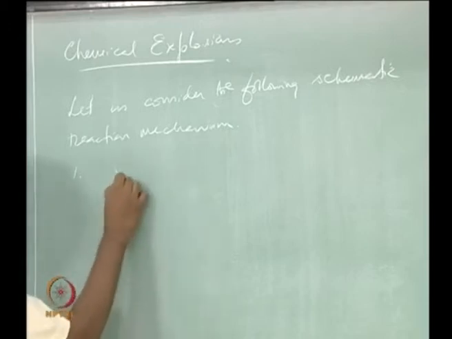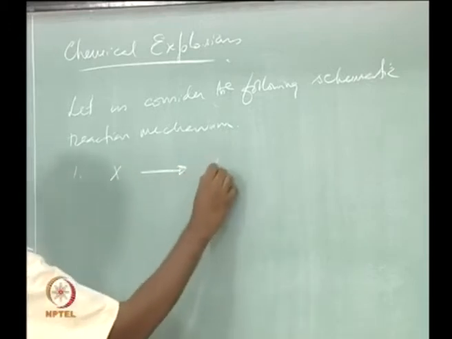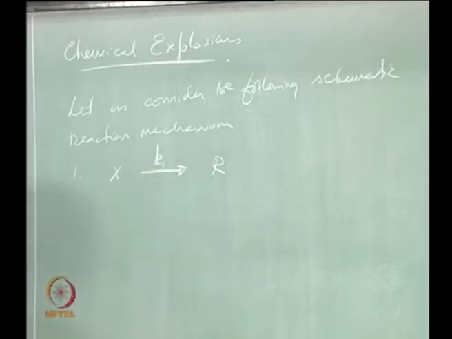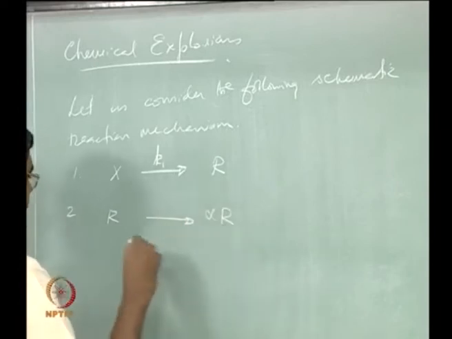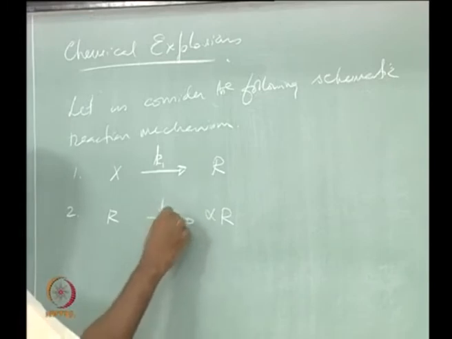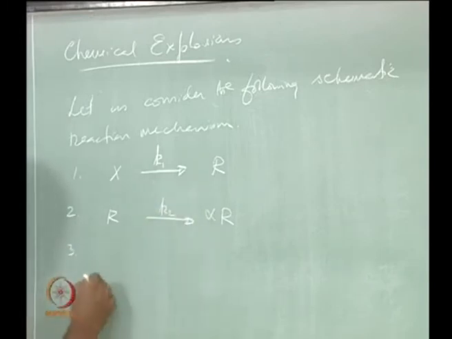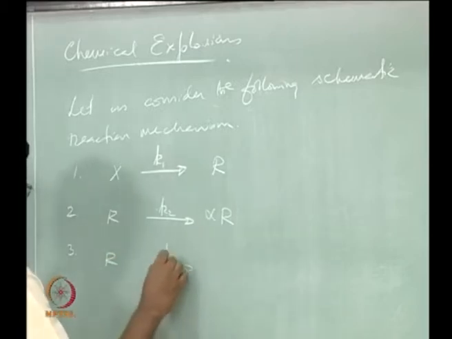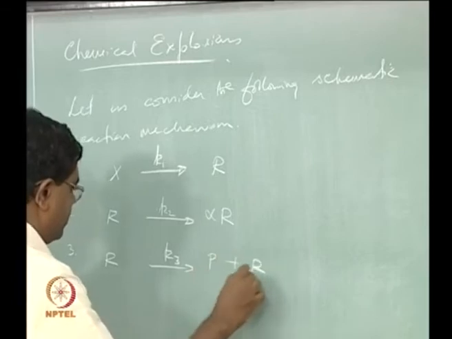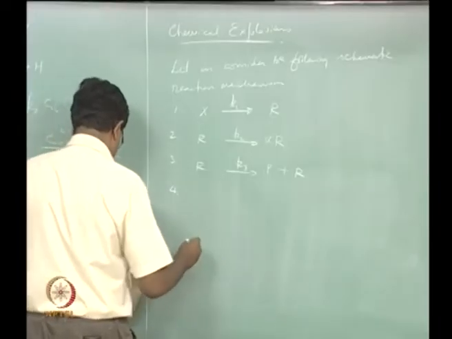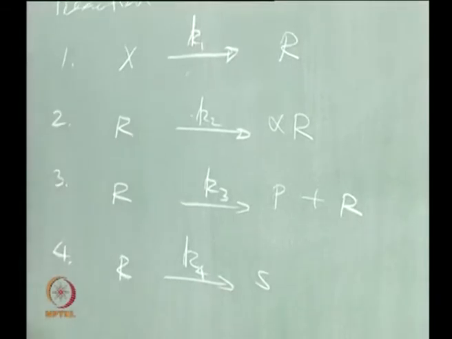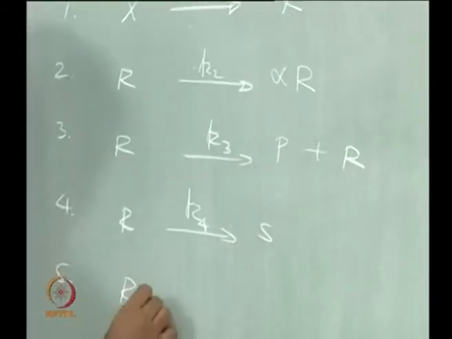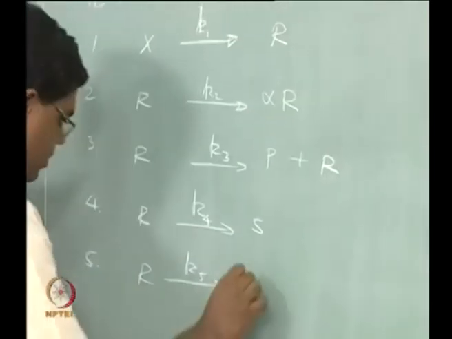1, X gives you R with reaction rate constant K1. 2, R gives you alpha R with a rate constant K2. 3, R gives you K3 P plus R. 4, R goes to S, and 5, R K5 goes to X.